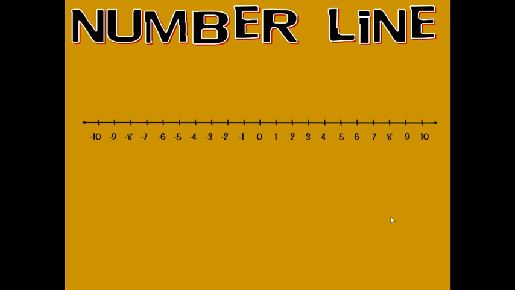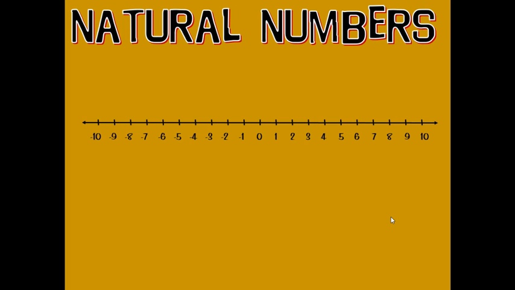So here's the number line. The middle number is called the origin, 0. The natural numbers are the counting numbers, which is 1 all the way to infinity. So 1, 2, 3, all the way to infinity. This here means that the arrow indicates that the number will keep going forever.